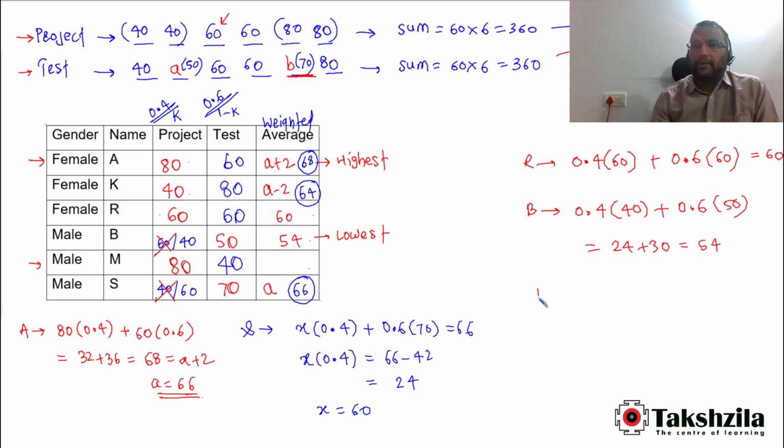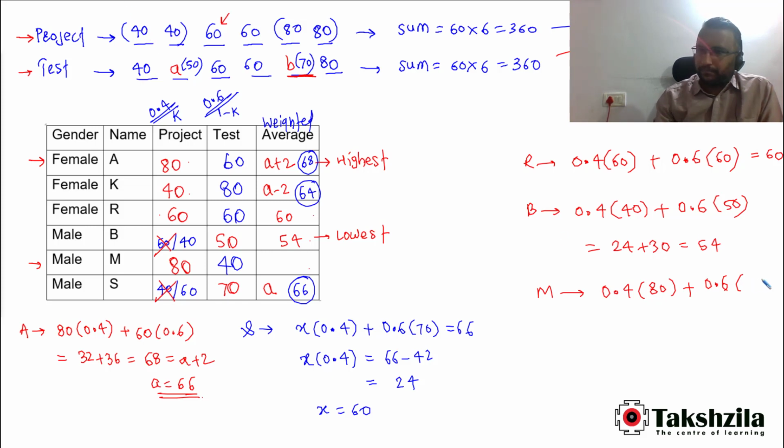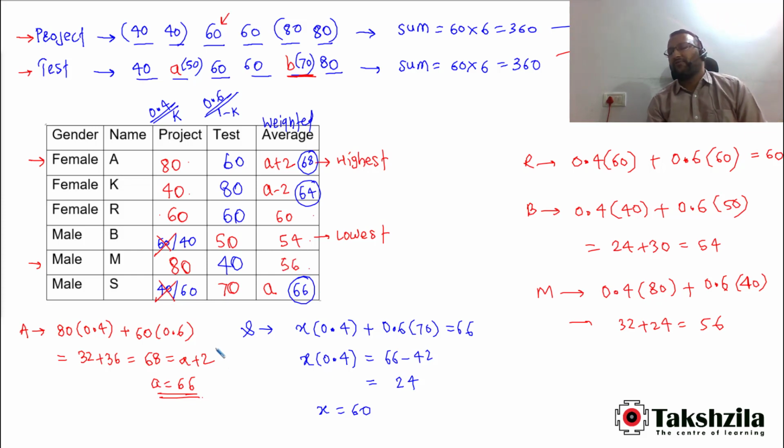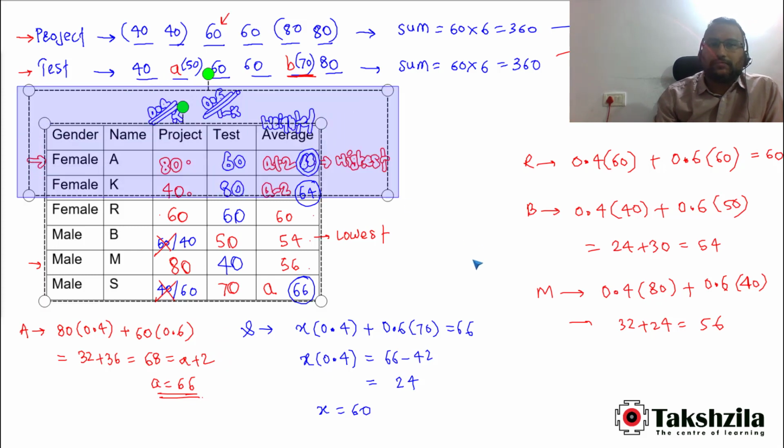And let's talk about M now. That is going to be 0.4 into 80 plus 0.6 into 40. So this is equal to 32 plus 24, that is equal to 56. This is how we can fill this table. After this, let's go to the questions.